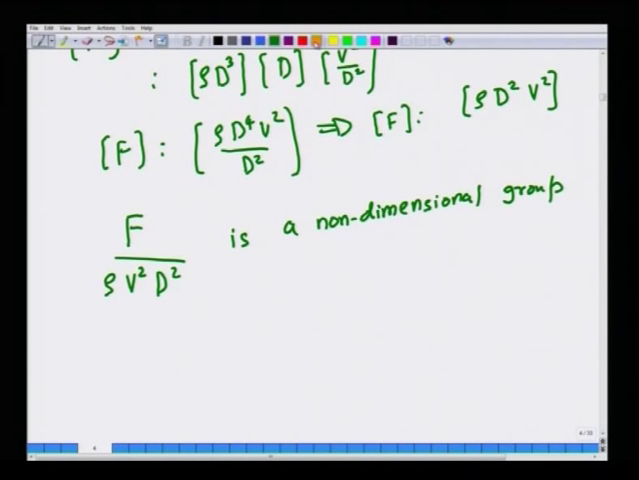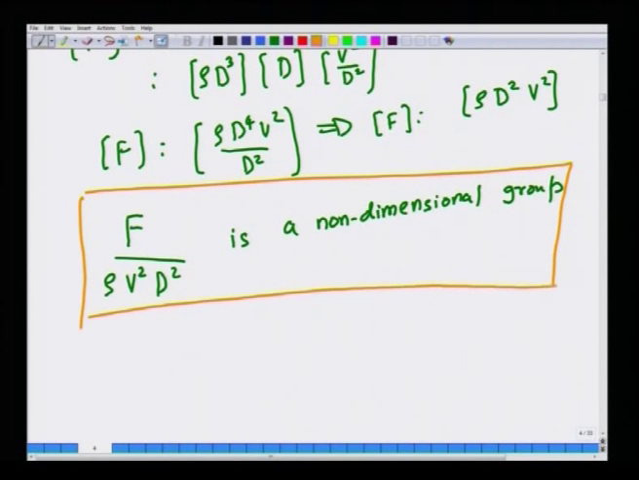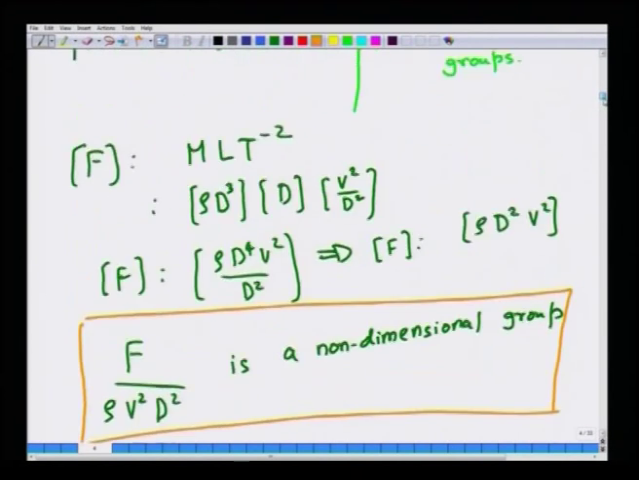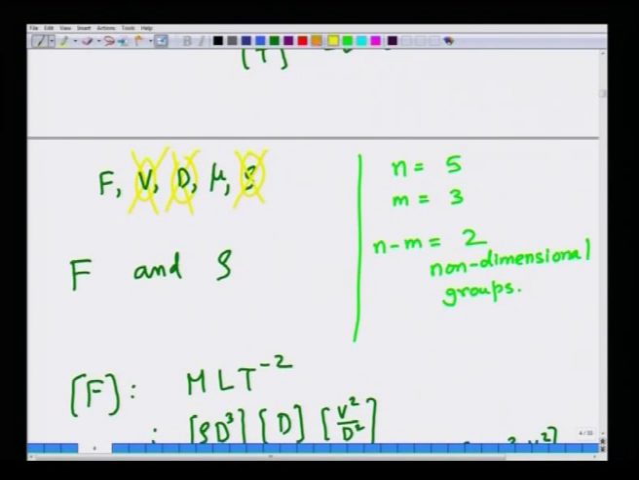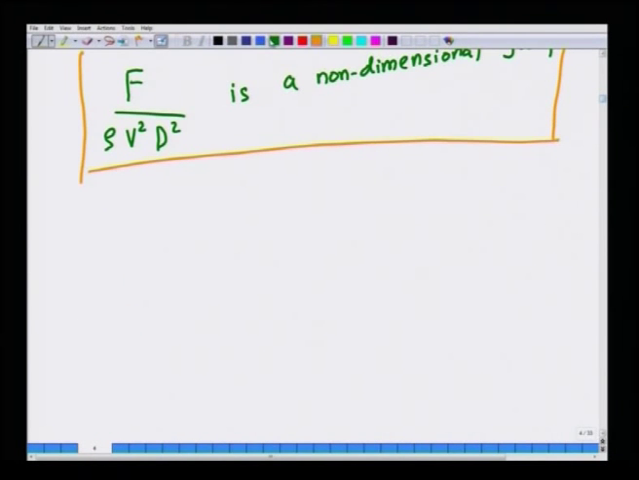This is one non dimensional group. We have to find 2 non dimensional groups out of the 5 physical variables. What is the other non dimensional group? We have non dimensionalized the force now, so we still have to non dimensionalize viscosity. So, how are you going to do that?